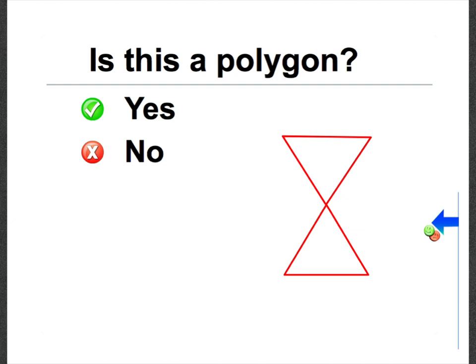Now, let's think about this. Knowing our definitions, do you think that this is a polygon? No, it is not a polygon because it has an intersecting space on it.